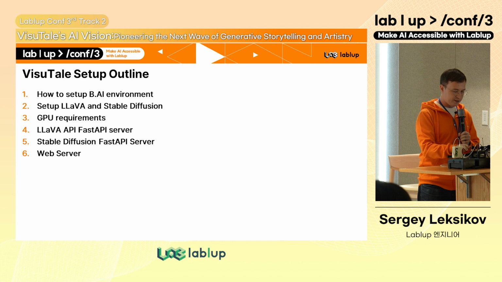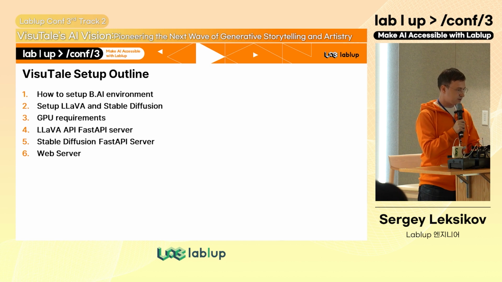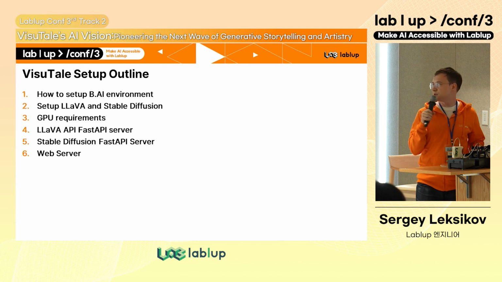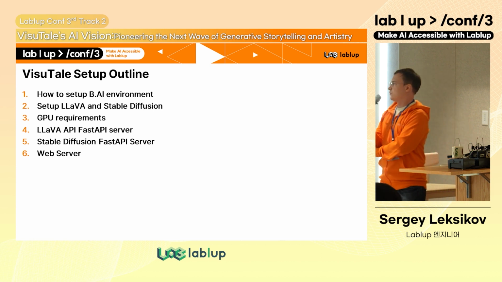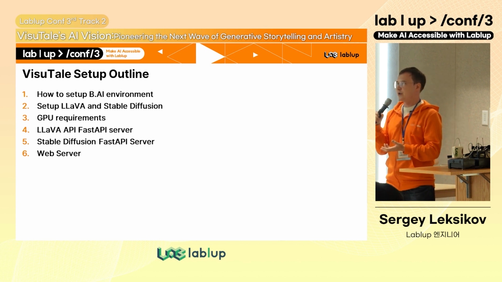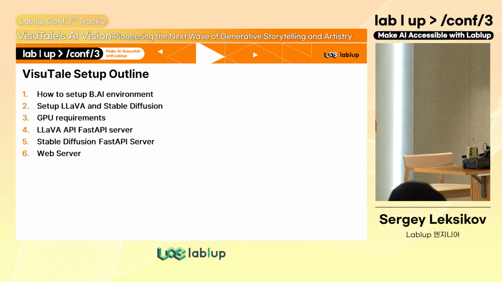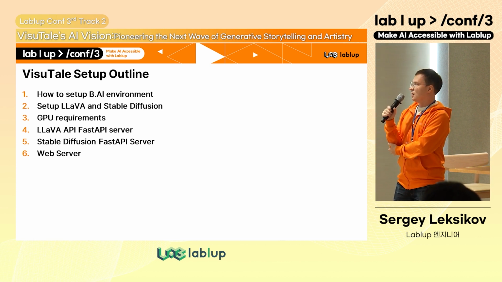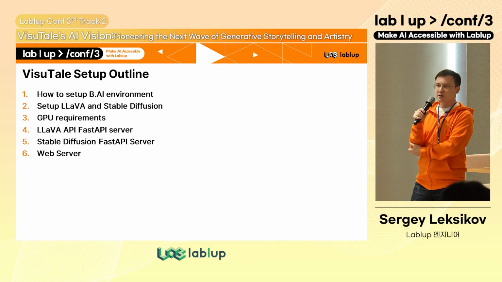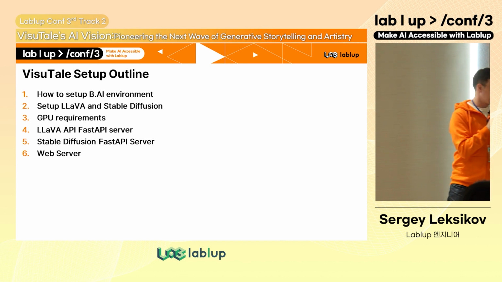And how you may set up such a service on Backend.AI cloud, I provide some examples. And this is the outline which we will talk about. First, I describe how you can create a Backend.AI environment and how to set up Lava and Stable Diffusion. And we can talk about requirements and how to orchestrate Lava and Stable Diffusion with a web server.